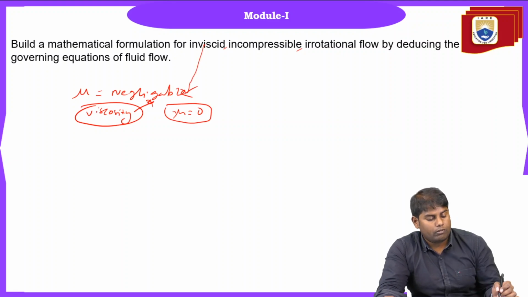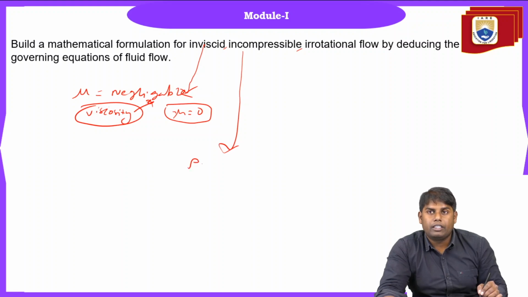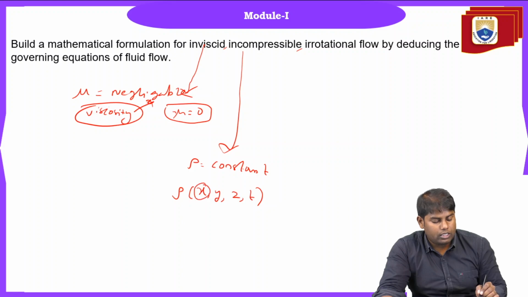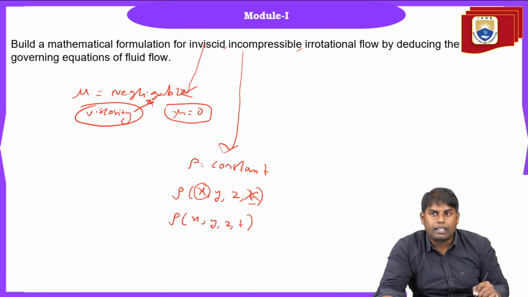So incompressible. The meaning of incompressible is density rho as constant with respect to space or time. So rho is a function of x, y, z, t, where x, y, z are the space coordinates and t is the time. If it is steady, then it is constant with respect to this. When it is unsteady, this term will be there, so x, y, z and time. So density is a function of time.